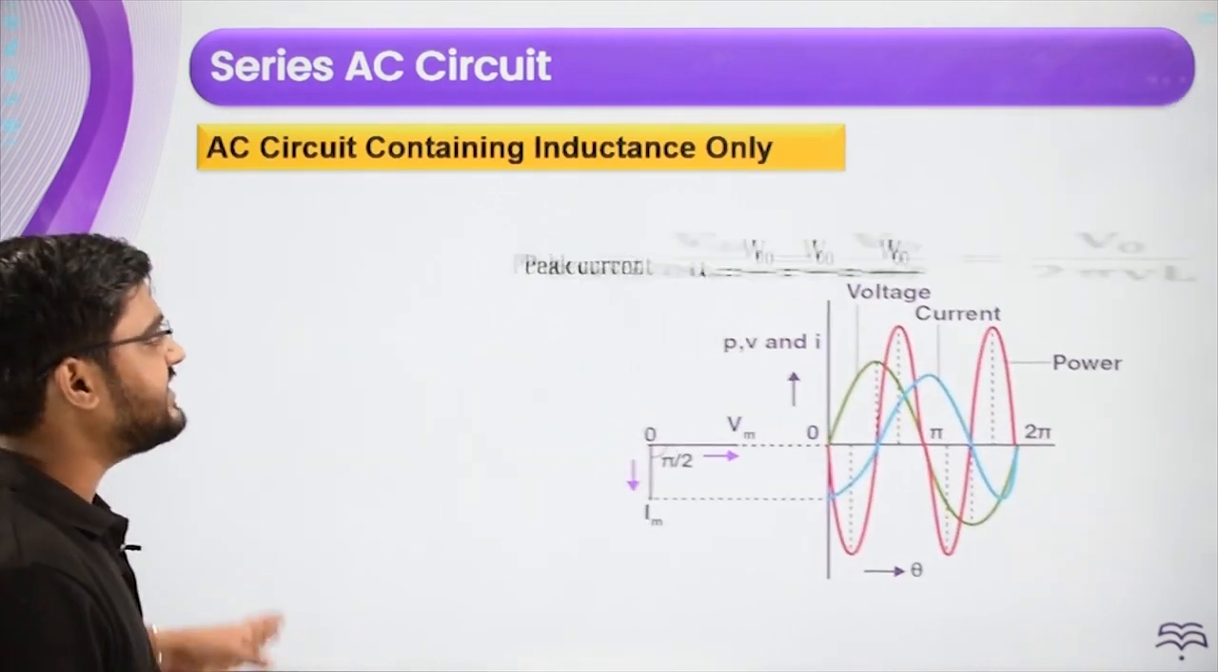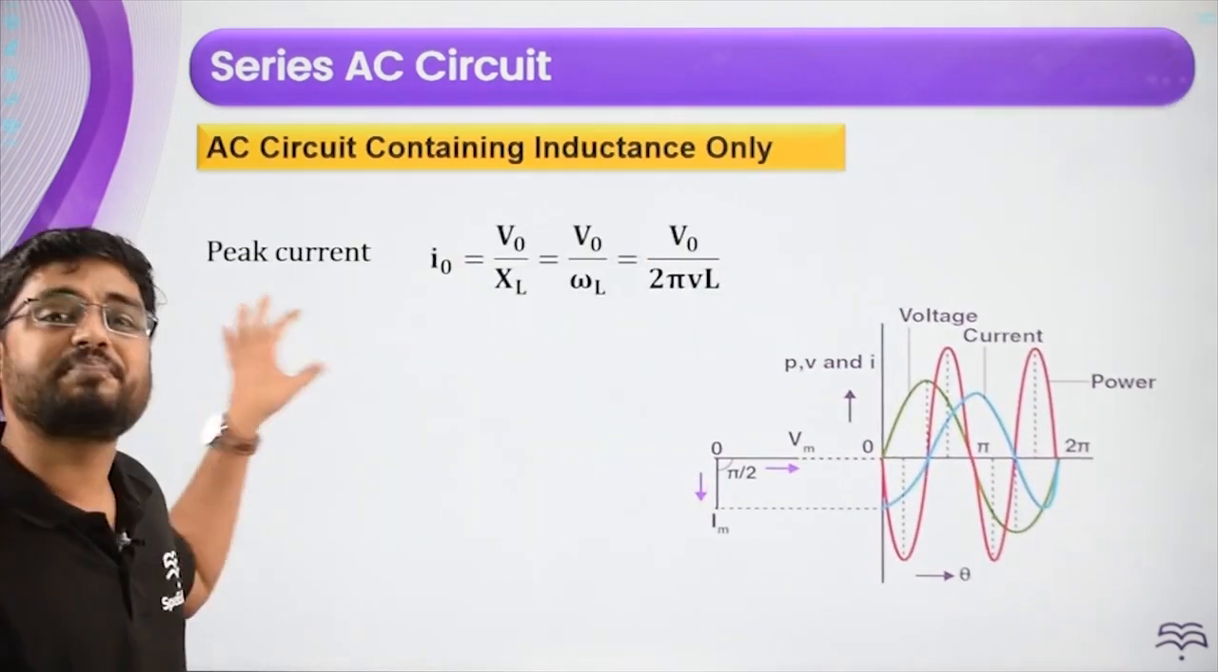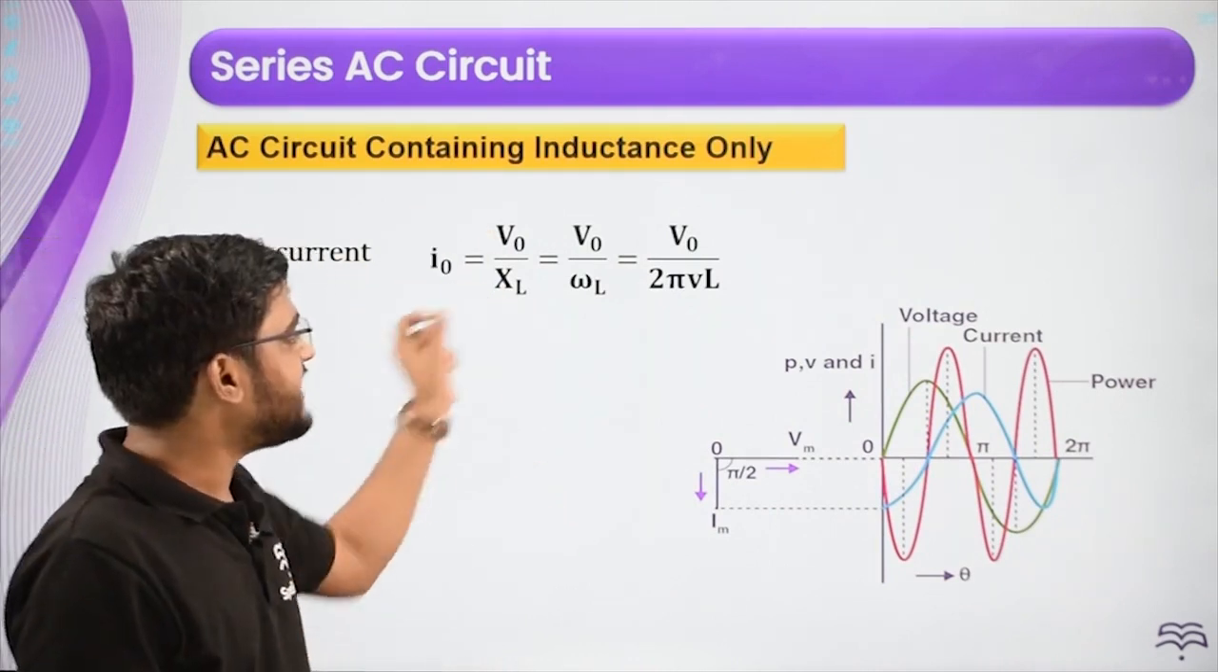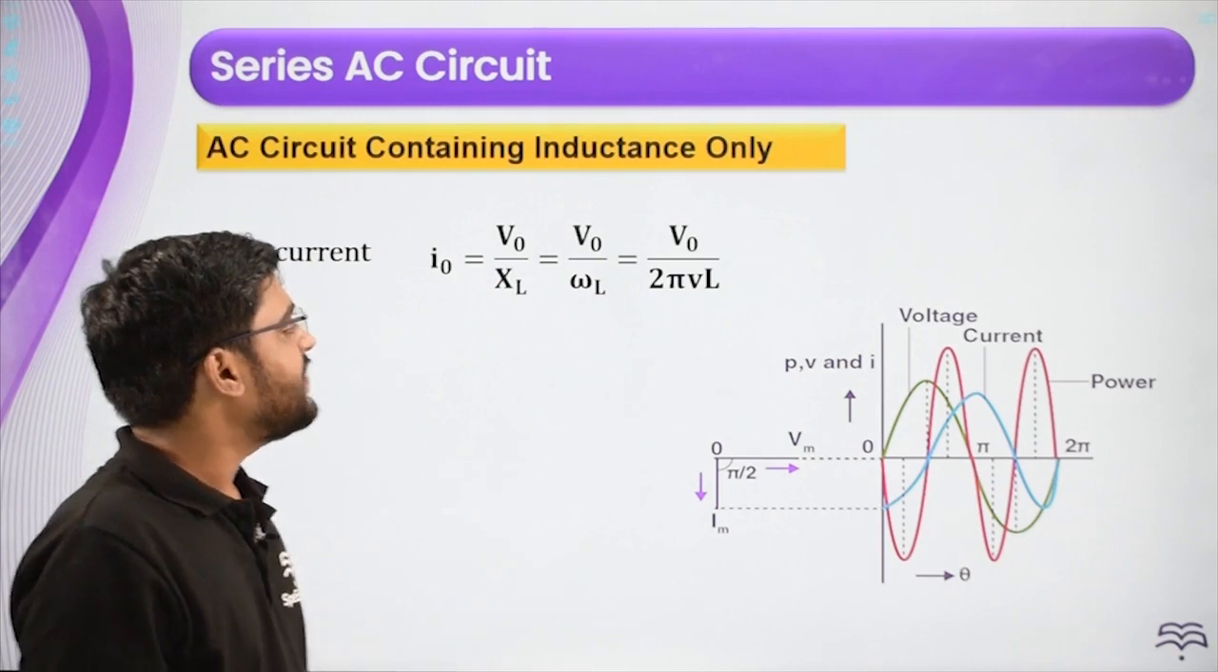Now let us discuss these graphs. So first is peak current. What is peak current? Peak current is V0 by XL, right? What is XL? XL is L omega.